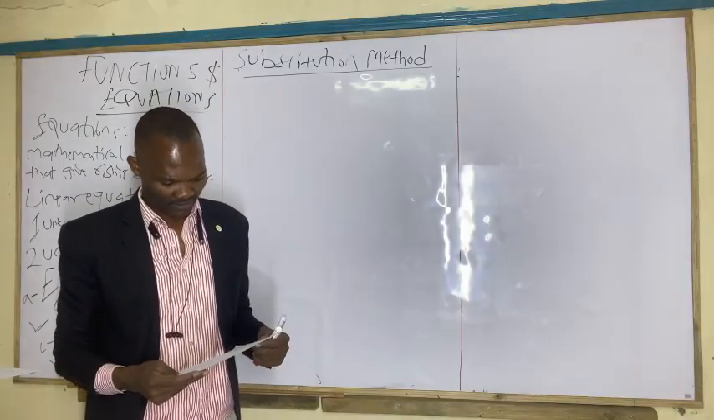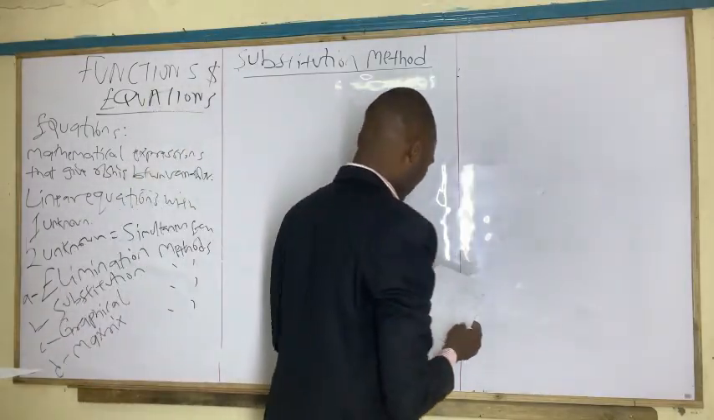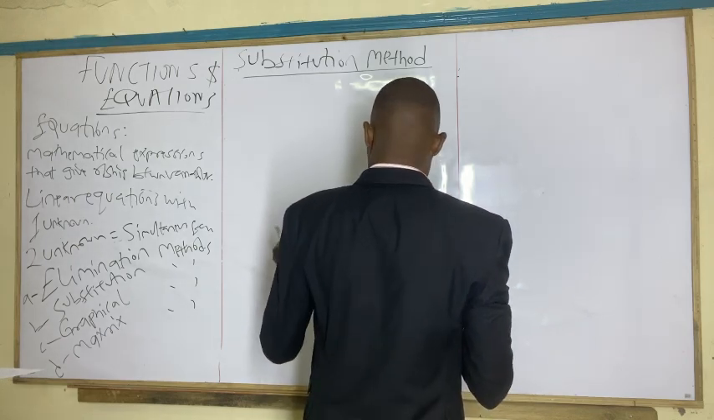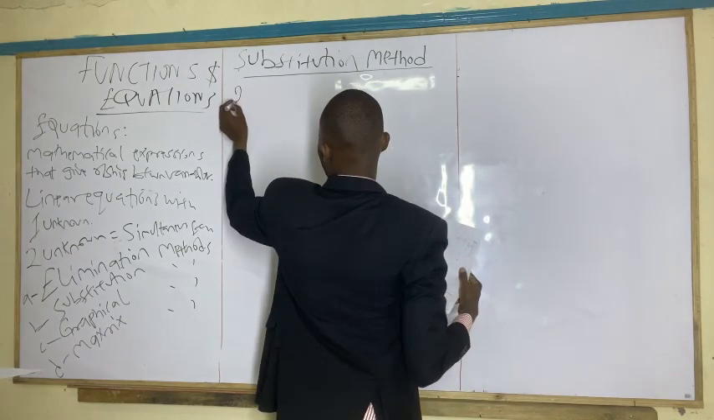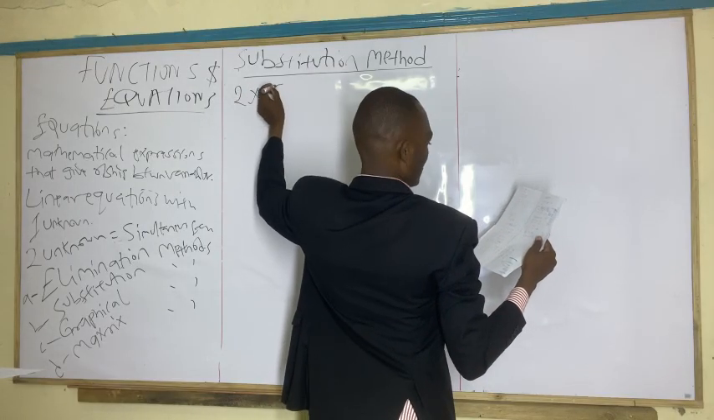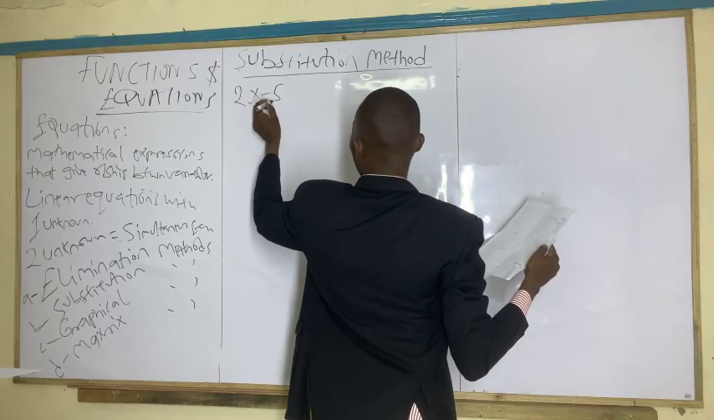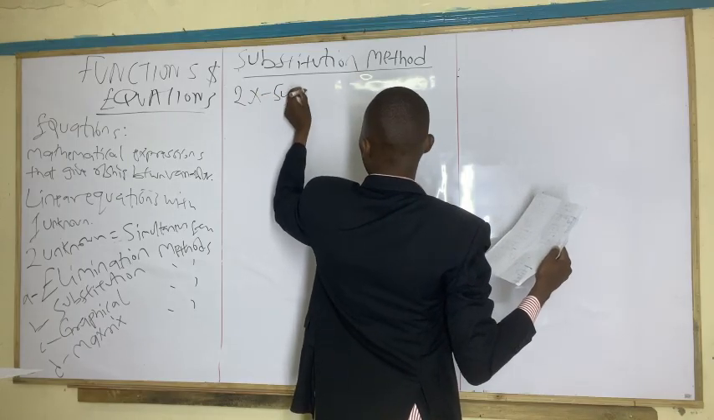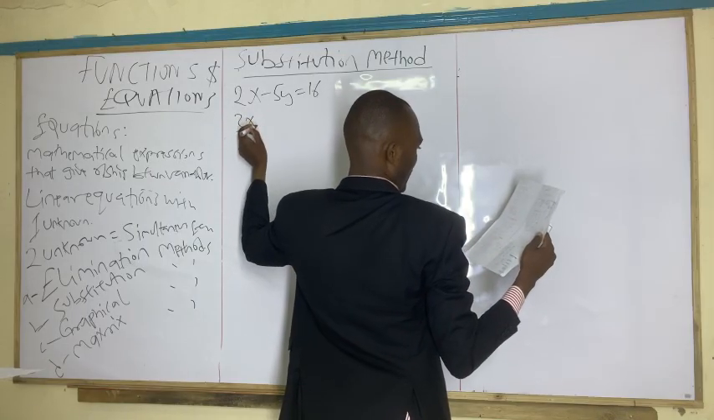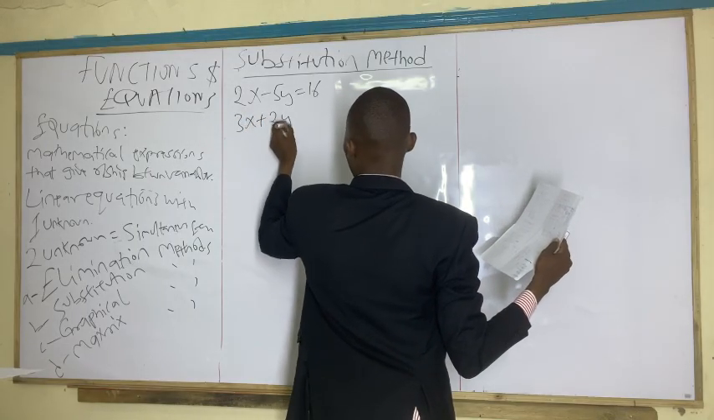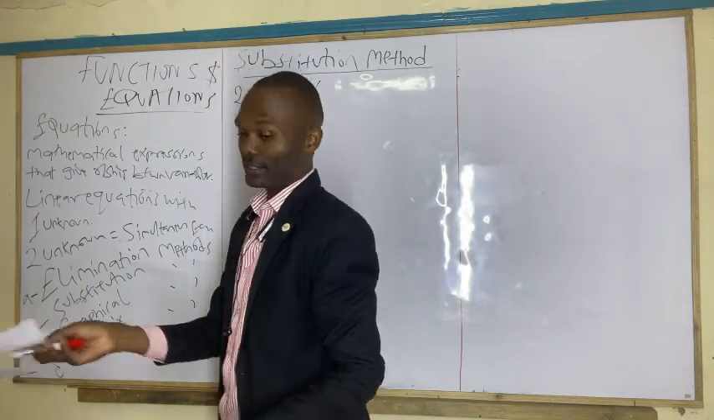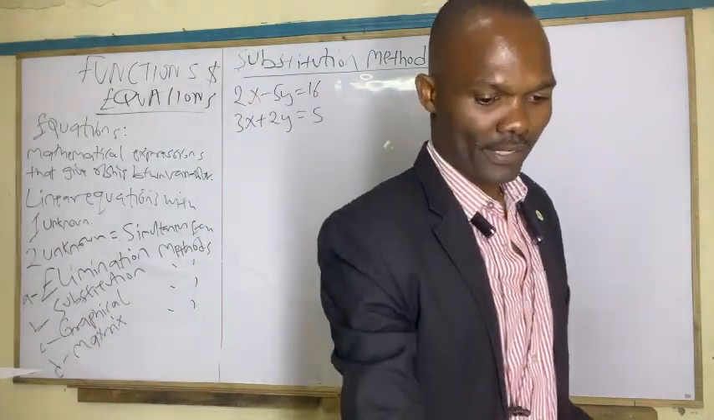Yes, I've got one here. This one is 2x minus 5y is equals to 16, and 3x plus 2y is equals to 5.